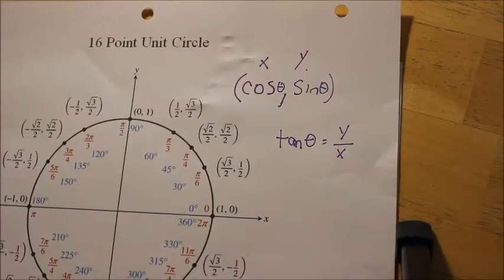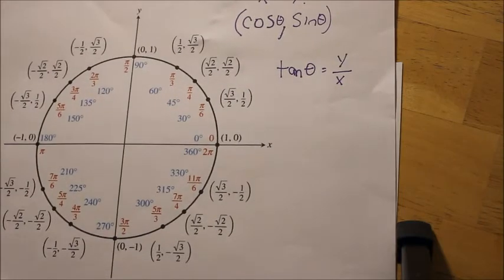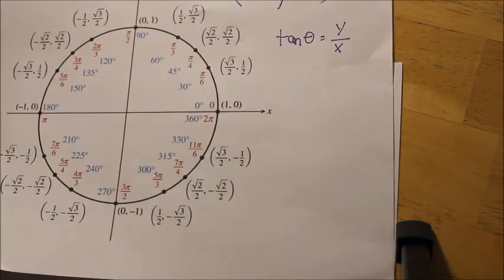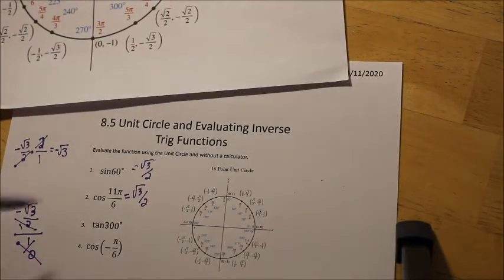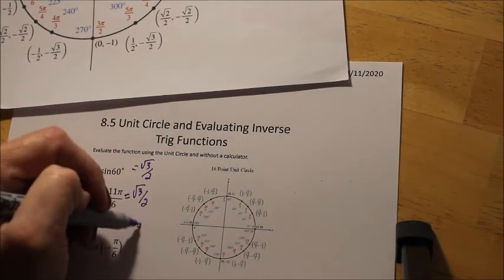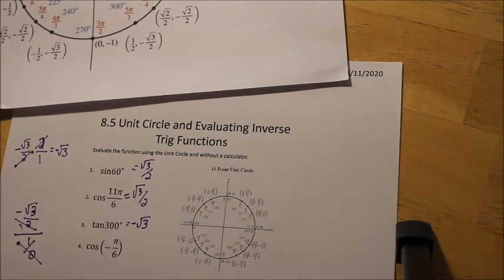And take a look, every single denominator that we have on the unit circle is a 2. So every time you have to find the tangent, you're going to be canceling out that denominator, and it's going to be just whatever the numerator is divided by the numerator. So that might make your life a little bit easier. So the answer to this one is just simply negative square root of 3.